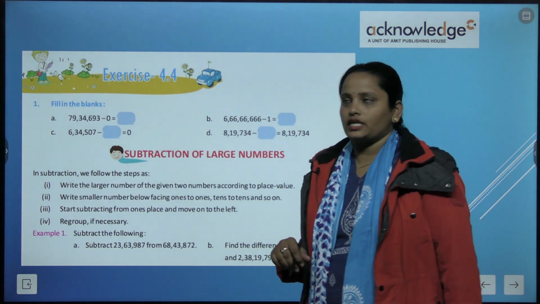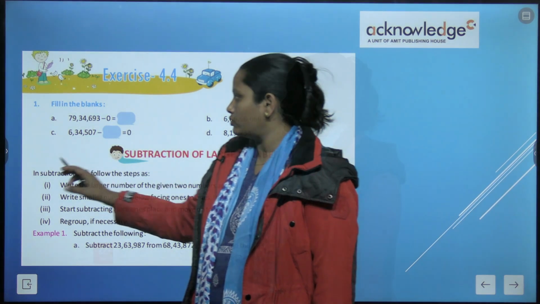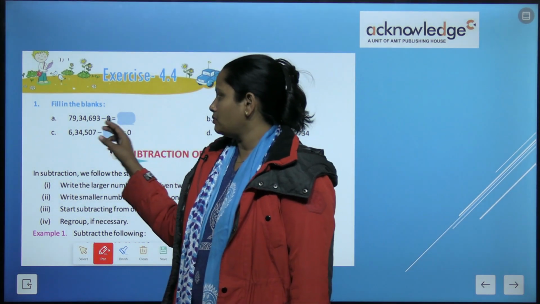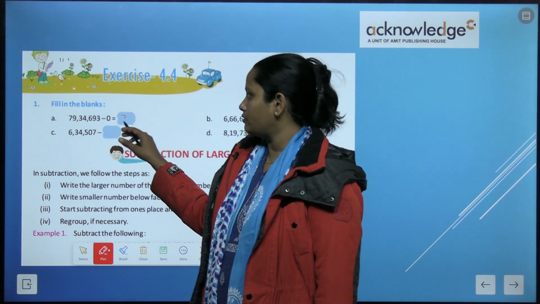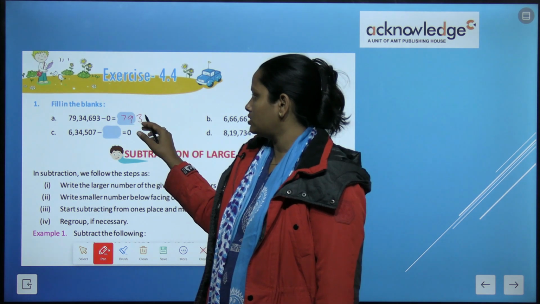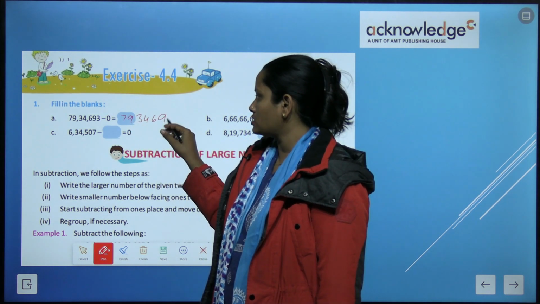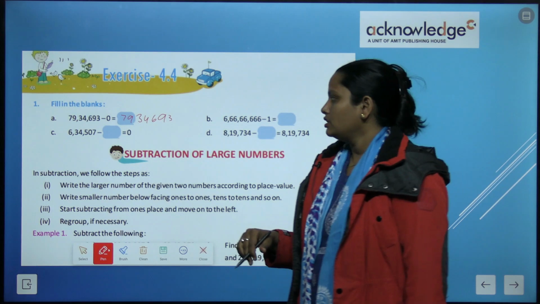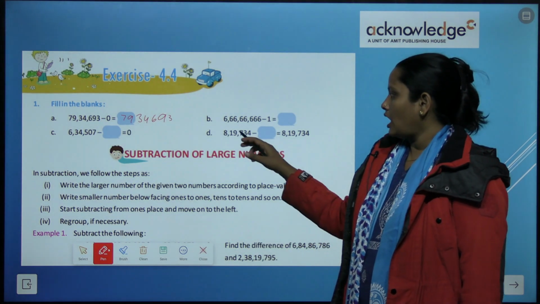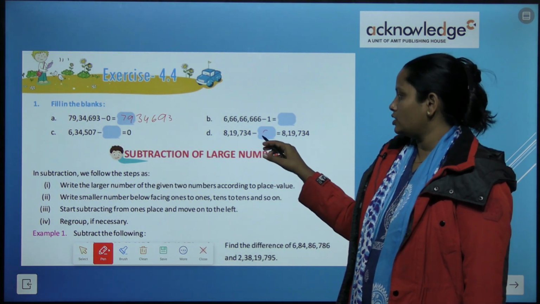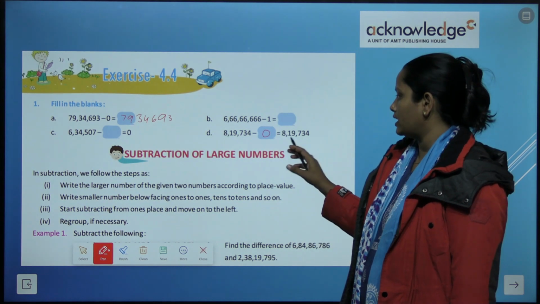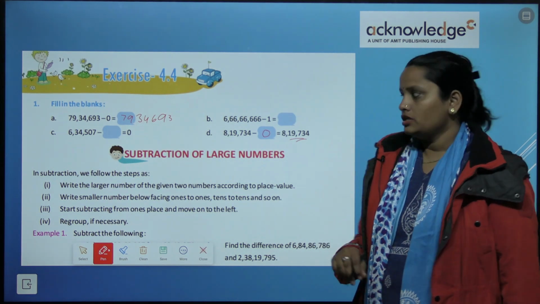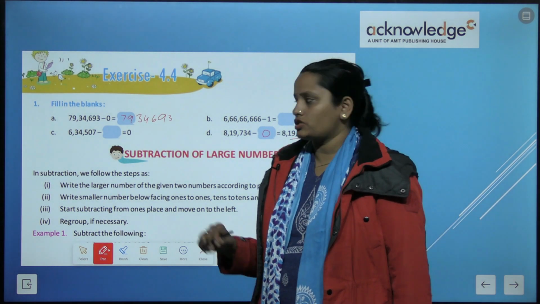Now here let's do this exercise 4.4. So here you can see जब हम किसी भी नंबर से 0 को subtract करेंगे we will get the same number as answer. Similarly हम किसी भी नंबर में से अगर 0 को subtract करेंगे we will get the same number. Similarly you have to do the rest two questions.